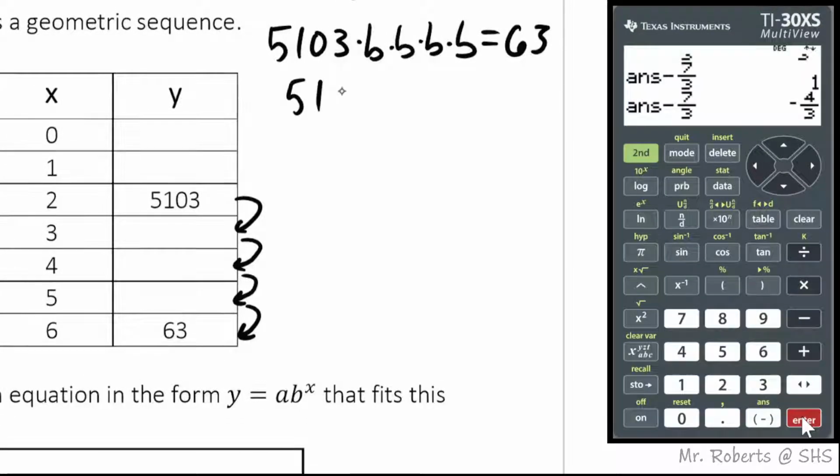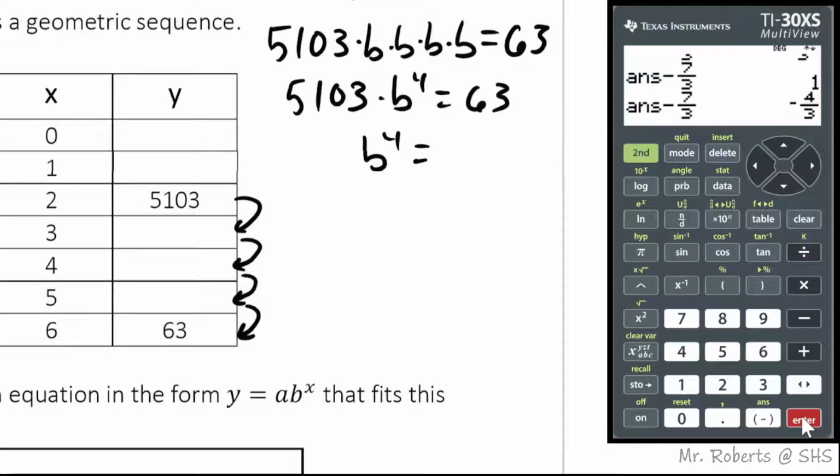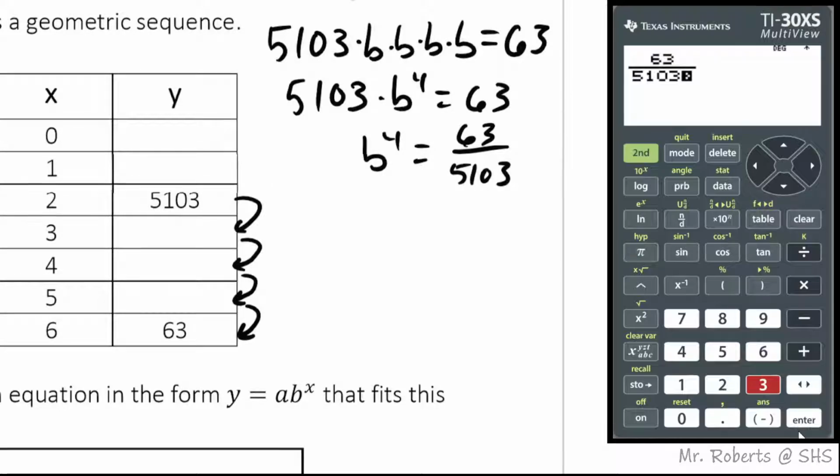Well, we can do better. 5103 times b to the 4th power is 63. Therefore, b to the 4th power is, let me write that as a fraction, 63 over 5103. I'm dividing both sides. Fun fact, that does reduce. So b to the 4th power is 1 over 81.